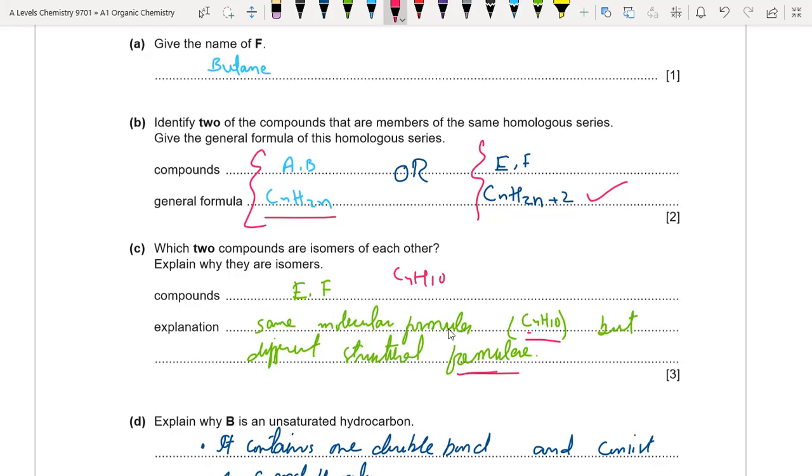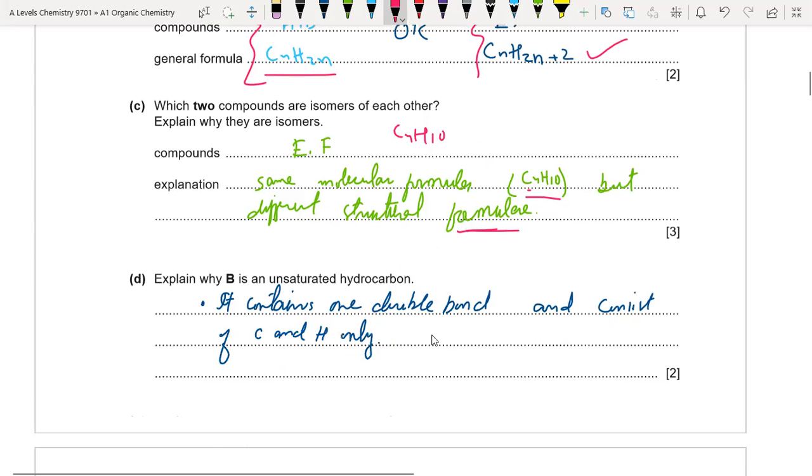Next is, explain why B is an unsaturated hydrocarbon. It contains a double bond, as we have discussed above. A and B are alkenes. Alkenes have at least one double bond and consist of carbon and hydrogen only. That's why we are calling them unsaturated hydrocarbons.